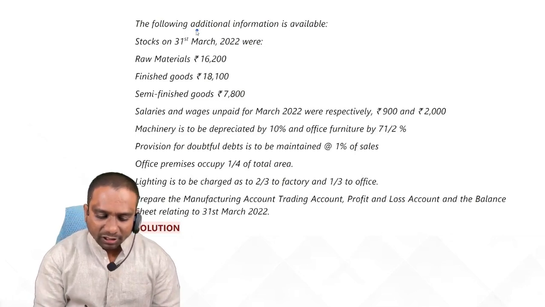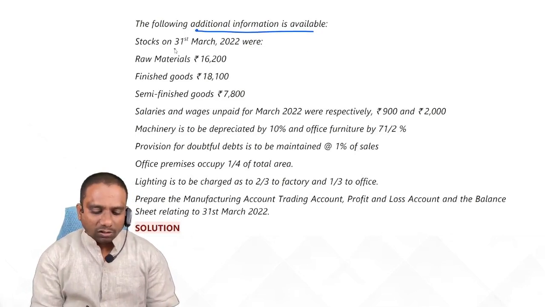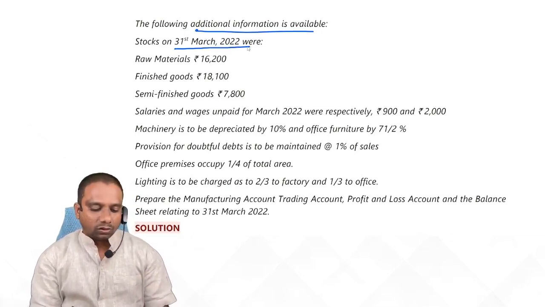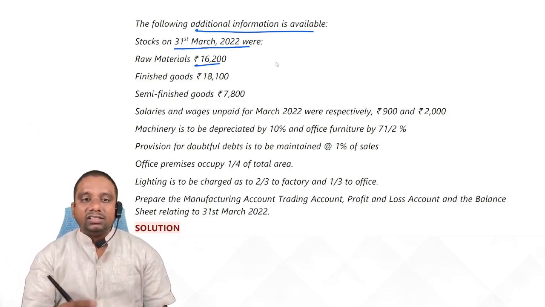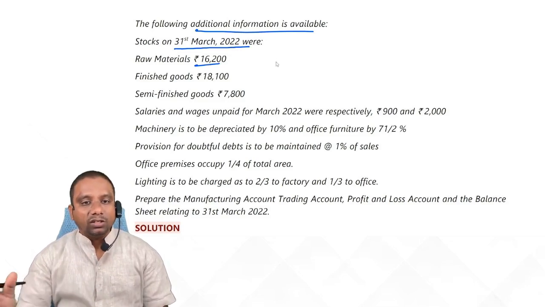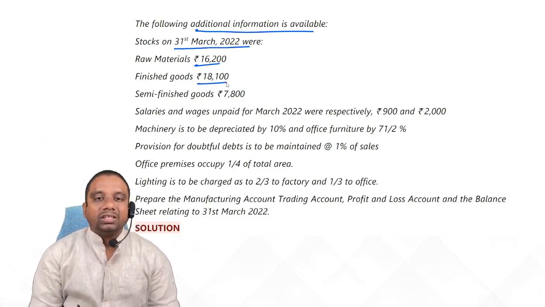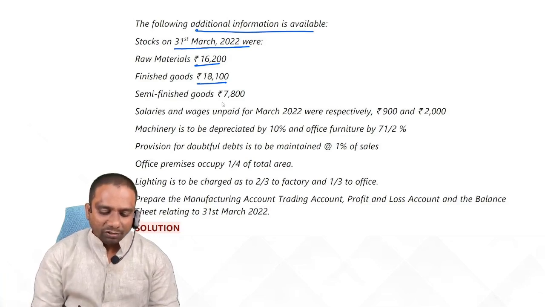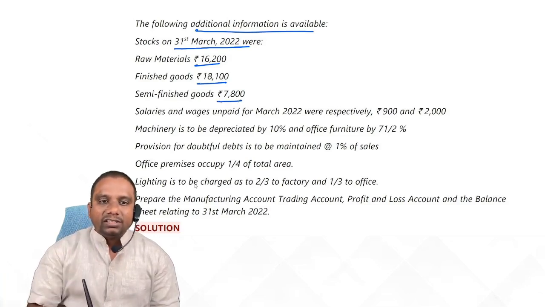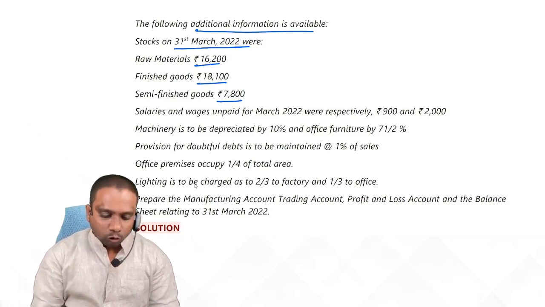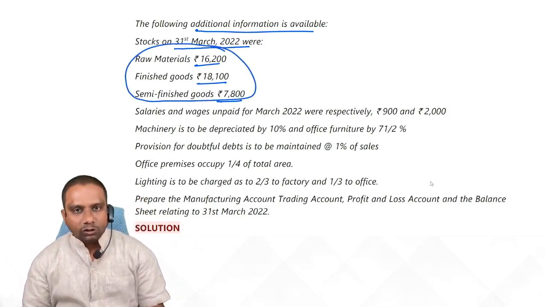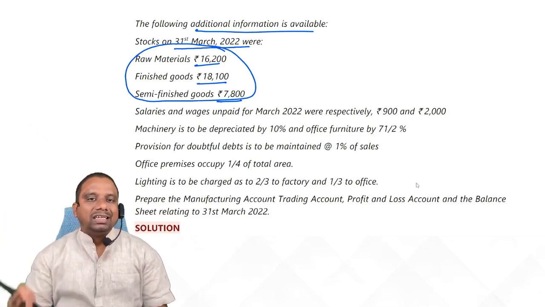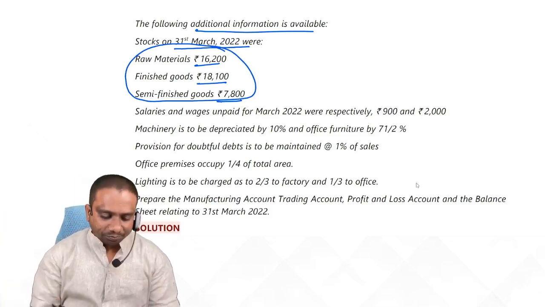Now look at the adjustments. The following additional information is available. Stock on 31st March 2022, closing stock. Closing stock of raw material is considered in raw material consumption calculation. Finished goods: trading account credit side, and at the same time balance sheet asset. Semi-finished goods: credit side of manufacturing account. Do remember, the whole stock on 31st March 2022 is shown on the assets side of the balance sheet.